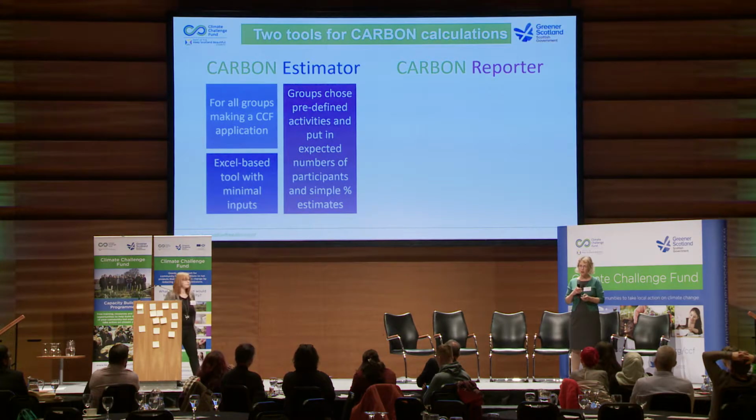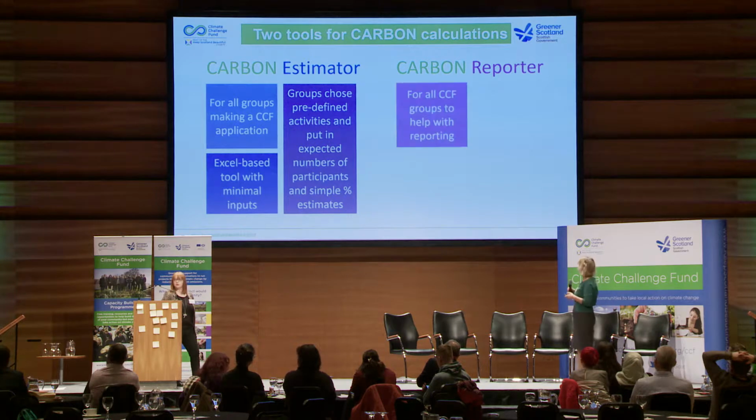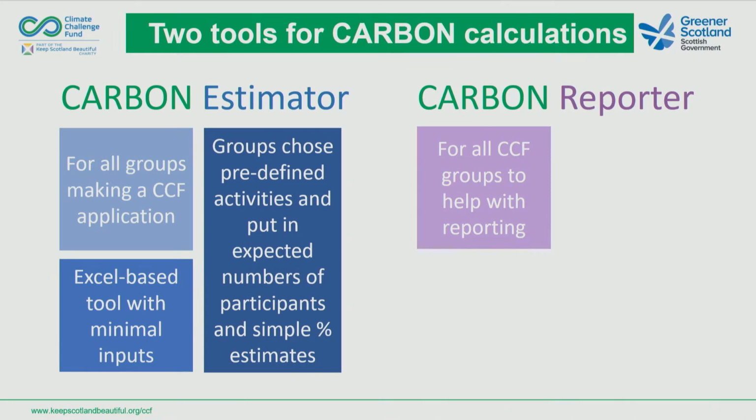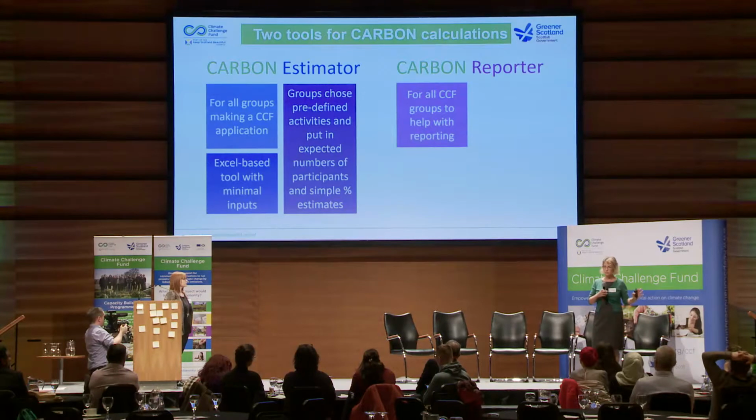We then move on to Reporter. Reporter was much quicker to write because the timescales were much shorter, but it was much, much harder because all of a sudden you have to basically solve about 25 carbon accounting problems under one roof, which is what we'll talk about later. This is designed for all CCF groups to help with their reporting, and it has to be used by all CCF groups because the idea is that we're trying to unify the approach so that we can reliably take the figures at the end and say to the Scottish Government, notwithstanding the problems and the difficulties in carbon accounting and the variance and the fuzziness, this is your number.